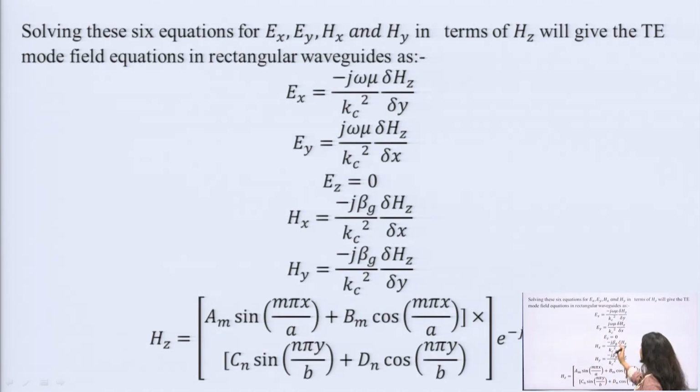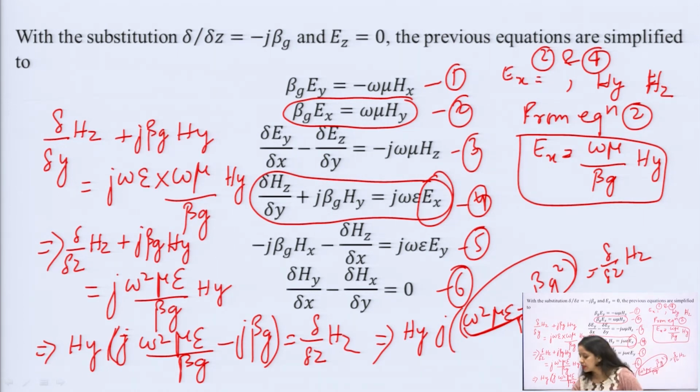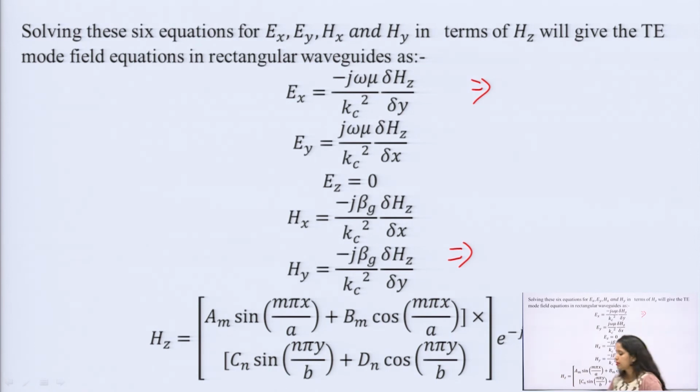So what are we calculating? We are actually calculating Hy in terms of Hz. So we have Hy available, and in the next expression omega square mu epsilon minus beta g square is replaced with Kc square.